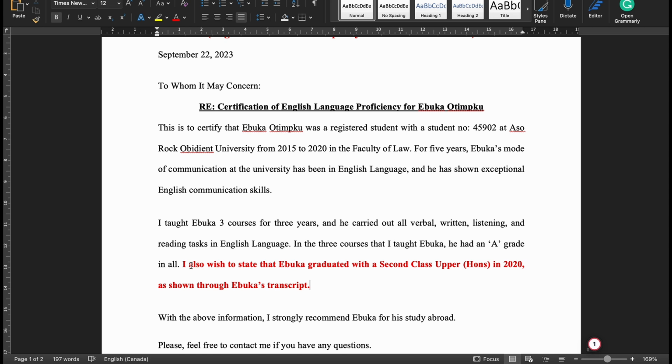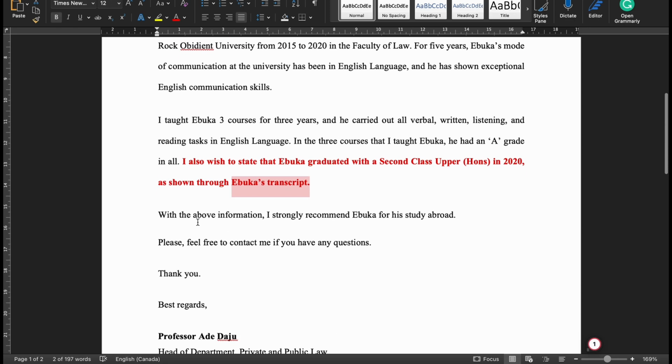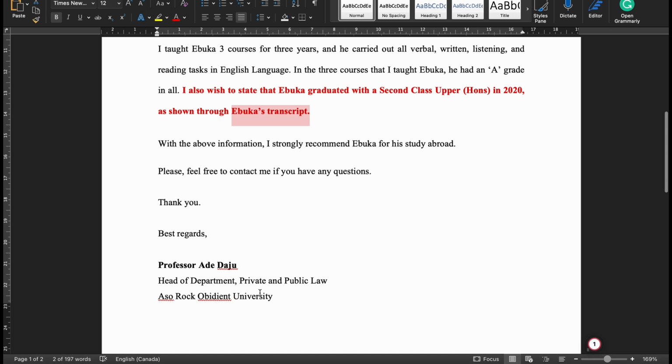upper honors in 2020 as shown through Ebuka's transcripts, meaning they know that they're going to go through Ebuka's transcripts, right? So it should be a reference to them to know that Ebuka did it well, and what the person writing the letter is saying is true, which obviously in this case is the HOD or the dean, as the case may be, if the dean taught you. All right. With the above information, I strongly recommend Ebuka for his study abroad. Please feel free to contact me if you have any questions. Thank you. Best regards, Professor Adedajo, Head of Department, HOD, Private and Public Law, Aso Rock Obedient University.